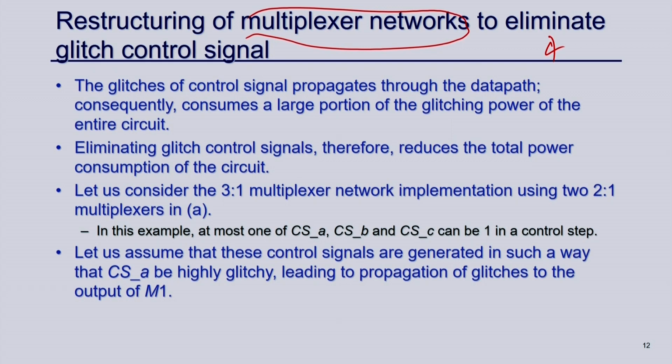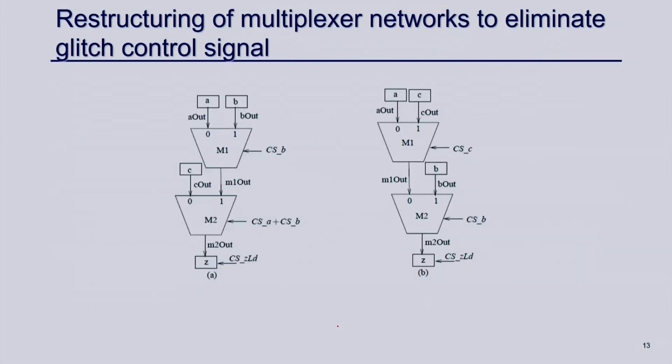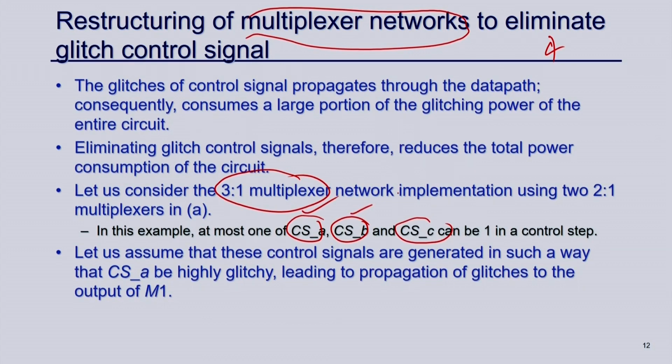Suppose I want to implement a 3:1 multiplexer, right, and I have 3 control signals. This is selecting between A, B, C. I have inputs A, B, C, I am going to select one of them, and I have 3 control signals CS A, CS B and CS C, of which at a time at most one will be 1, because I want to select one of them. So, if CS A is 1, I select A, if CS B is 1, I select B, if CS C is 1, I select C. This is the multiplexing behavior, right.